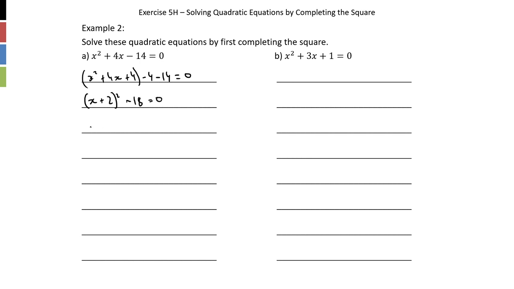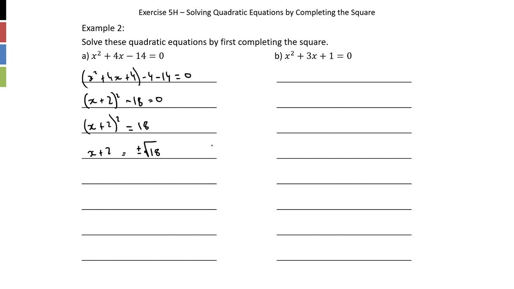Minus 18 equals 0. Now I'm not going to use the null factor law. I'm not going to finish. I've got a difference of perfect squares. I've completed the square here, but I'm not going to go into 2 factors in brackets. I'm just going to go x plus 2 all squared equals 18. x plus 2 is equal to plus or minus the square root of 18.